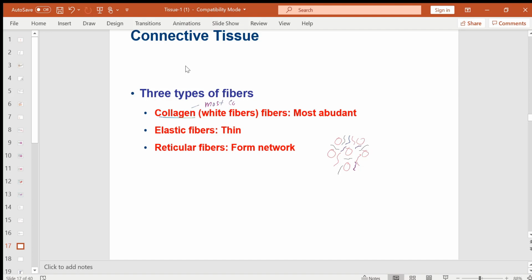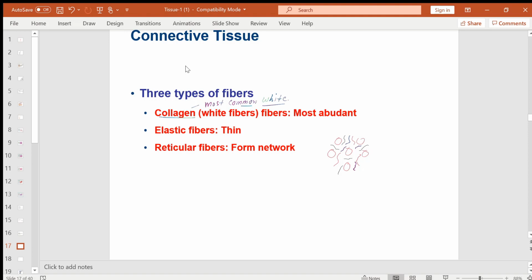The color is white, but when you stain, usually it takes red color. So when you see it under the microscope in the tissue, it will look red, but actually it is white. It can be stained by red color, and it is the most common.